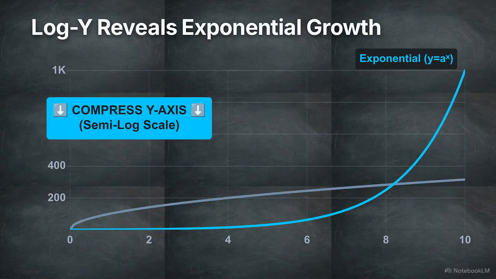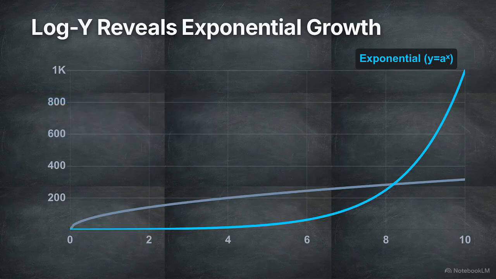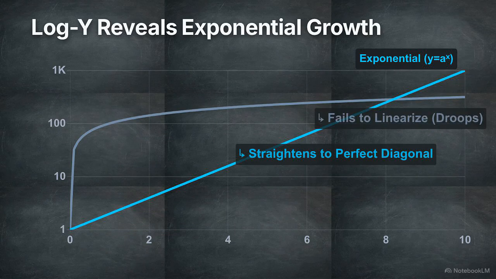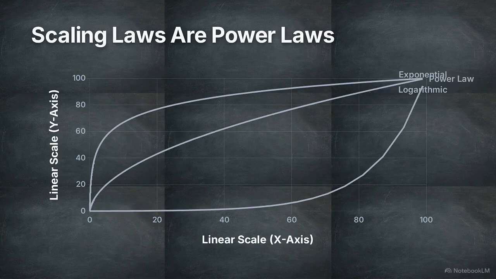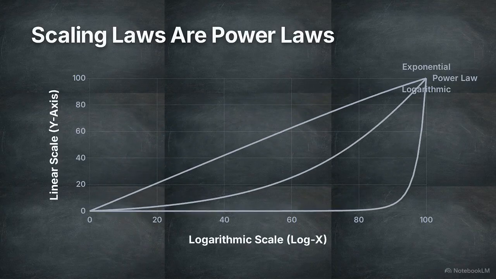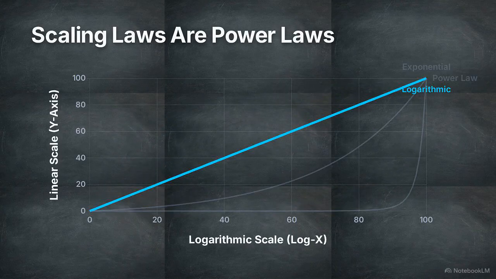To test that, we first create a semi-log plane by compressing only the y-axis. Notice that the exponential curve instantly straightens into a perfect diagonal. This specific straightening reaction on a semi-log plot is the definitive geometric proof that a relationship is truly exponential. If we revert the graph and test the misconception by compressing only the x-axis, the exponential curve distorts. A log x plane only linearizes a simple logarithmic function.